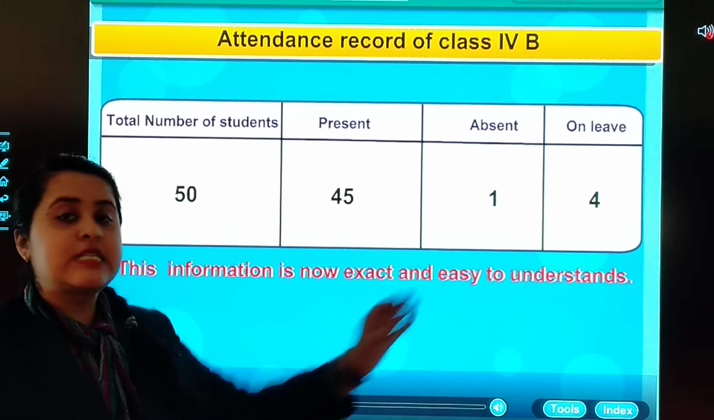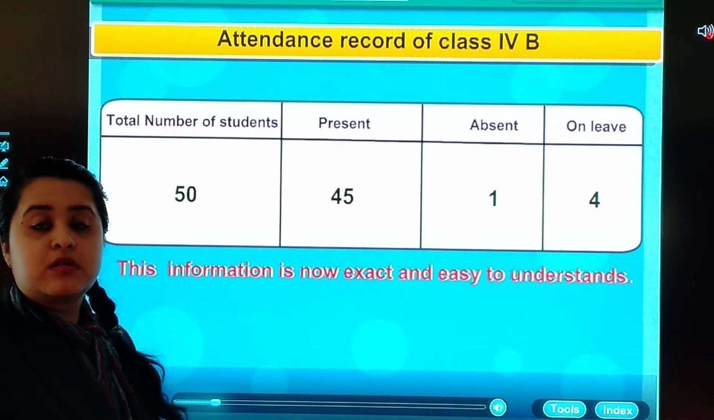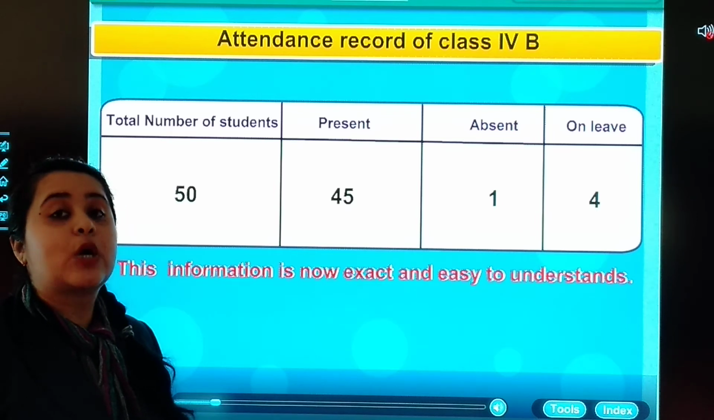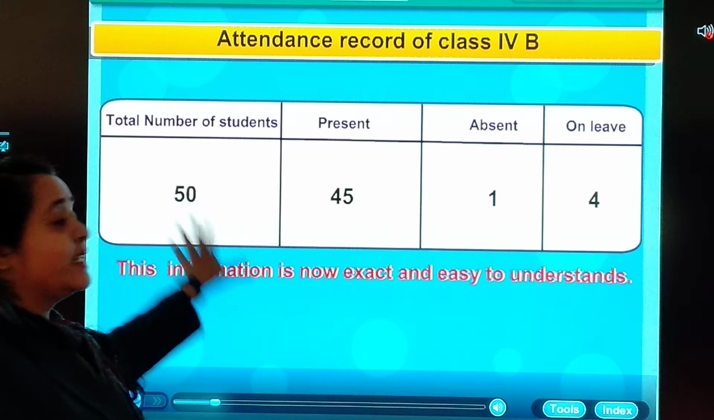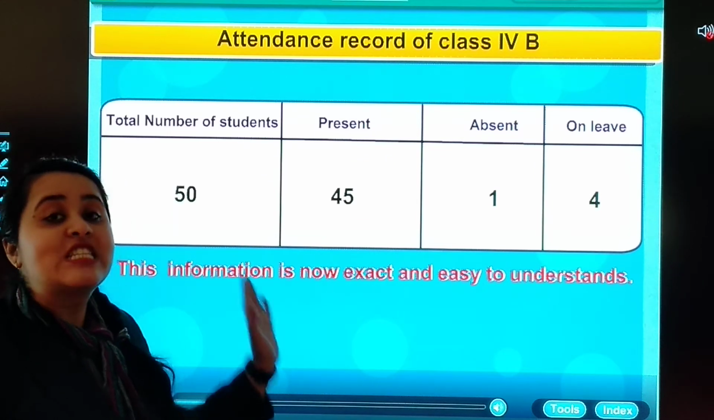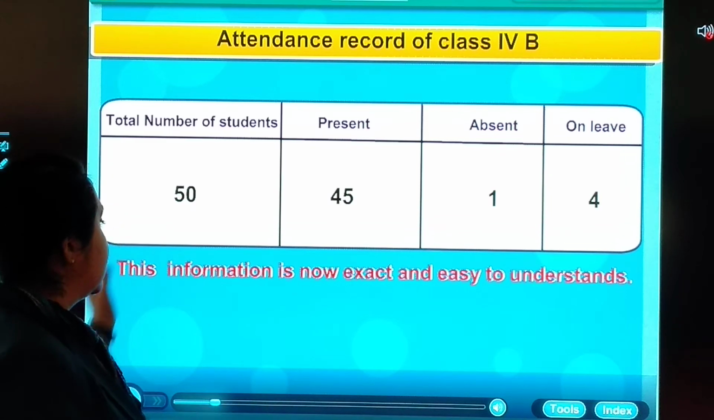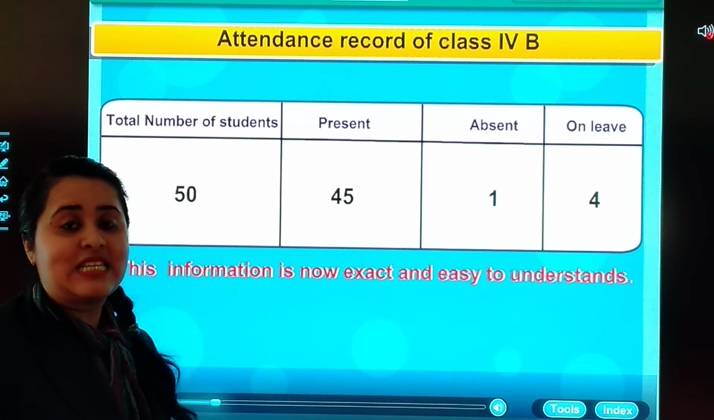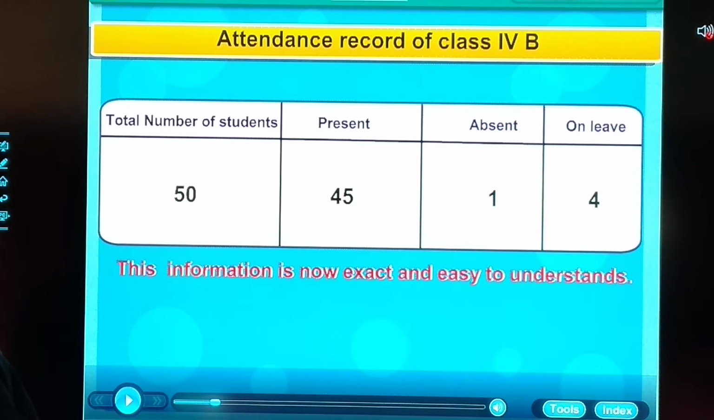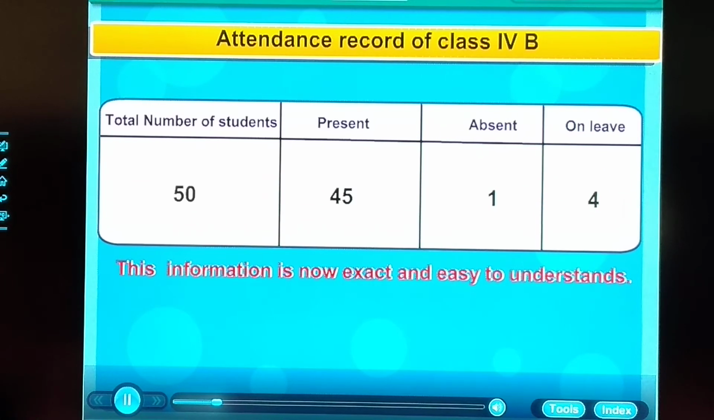So now I can say how many are present, which student is absent, which student is on leave. This is the exact data. This is the proper presentation of some information. Absent 1, on leave 4. The information is now exact and easy to understand.